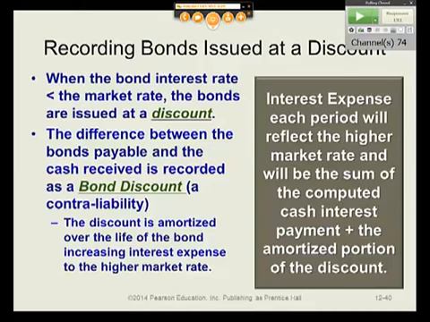We now use a contra liability, which is known as the bond discount. The discount is amortized over the life of the bond. That amortization will increase interest expense. And when you increase interest expense, which I'll show you in a moment, you are actually bringing the effective cost of borrowing up to the higher market rate of interest. So the bond discount is going to be a contra liability. It will have a debit balance, and it goes on the balance sheet along with the related bond account.